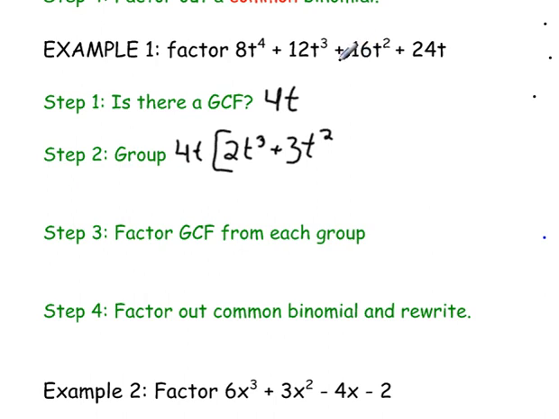Okay, next I've got 4 factored out of 16 leaves us with 4. And t factored out of t squared leaves us with t. And our last term, 4 factored out of 24 leaves us with a 6. And t factored out of t leaves us with simply a 1, or t to the 0.